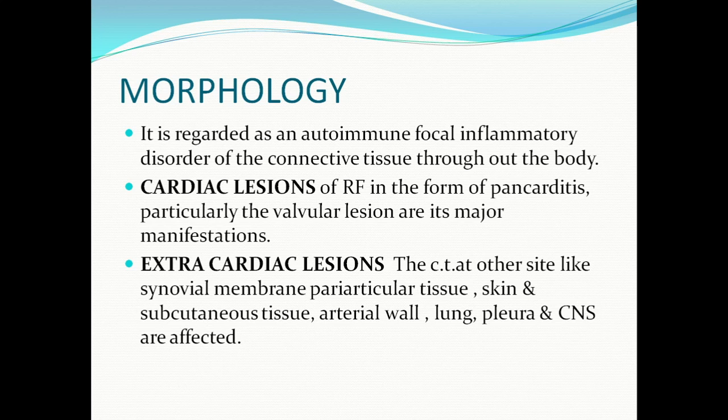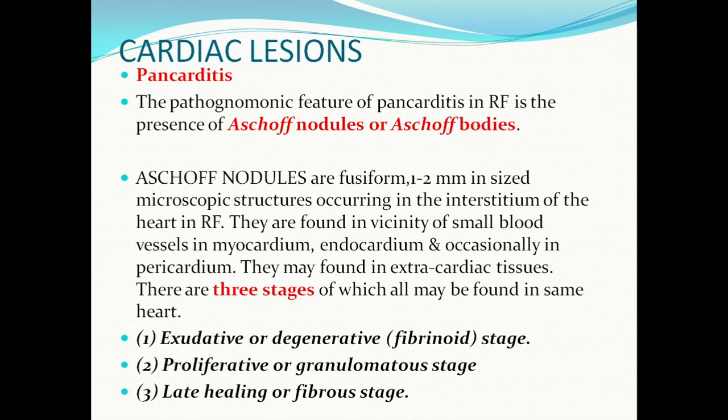In extracardiac lesions, the connective tissue at other sites like the synovial membrane, periarticular tissue, skin and subcutaneous tissue, arterial wall, lung, pleura and CNS are affected. In the lung, you can see chronic bronchitis. Now the cardiac lesions we discuss in detail. The first is pancarditis, and the hallmark or pathognomonic feature of pancarditis is the Aschoff body or Aschoff nodules.